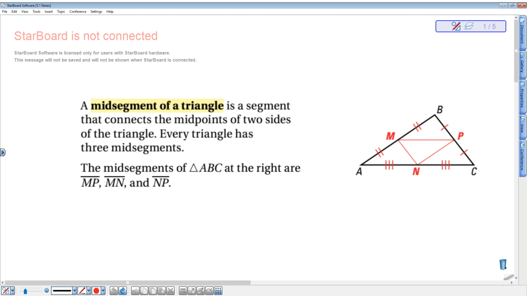And we always start out with the definition. In this case, the definition is mid-segment. We're going to be finding out the mid-segment of a triangle. A mid-segment of a triangle is a segment that connects the midpoints of two sides of the triangle. Every triangle has three mid-segments.